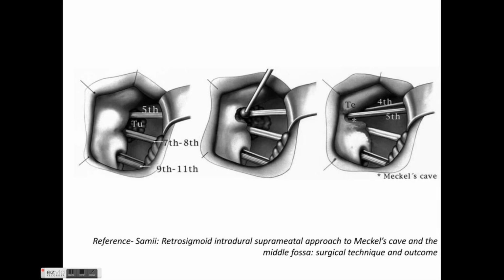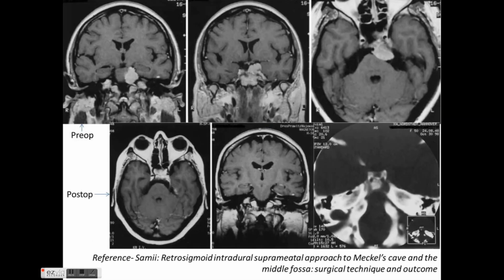Now this is the case that he had mentioned in the same paper, describing the RISA technique. As we can see, there is a dumbbell shaped tumor which has components both in the middle fossa and the posterior fossa.